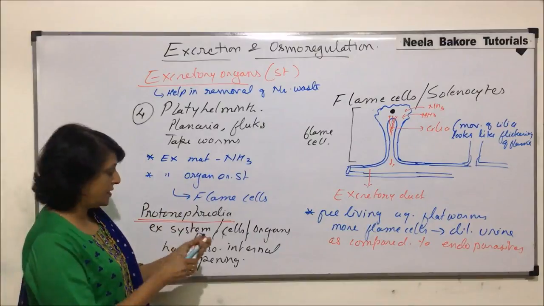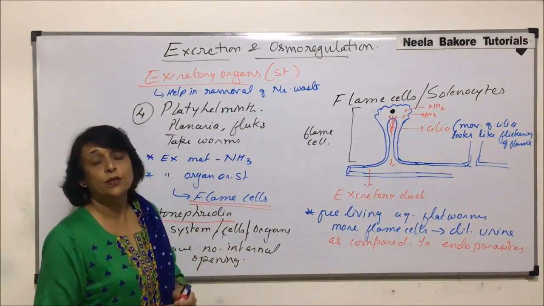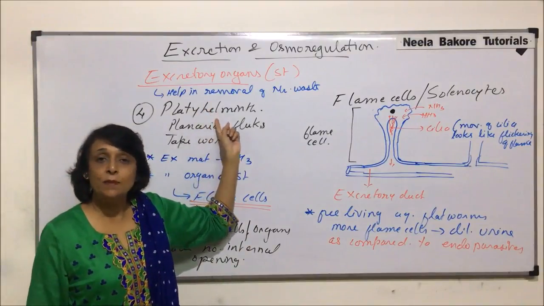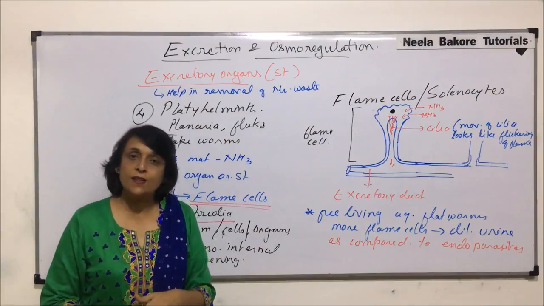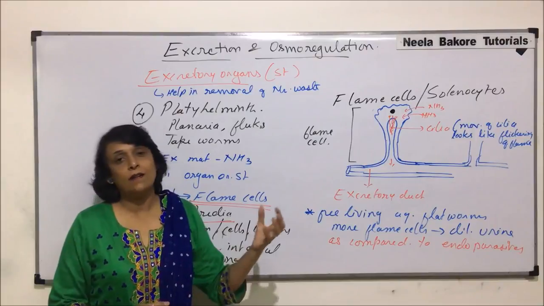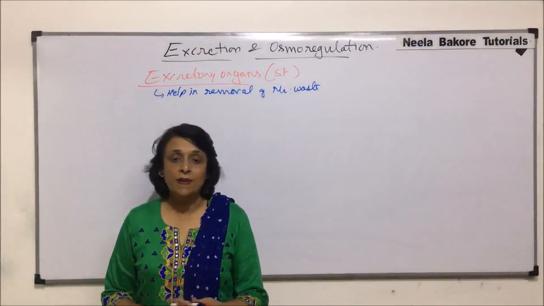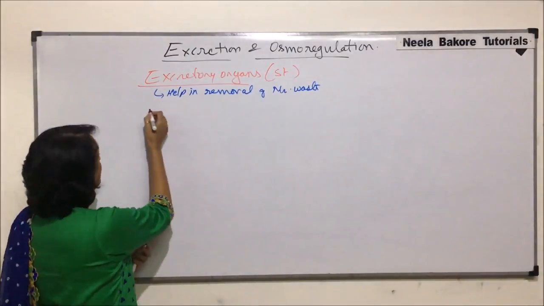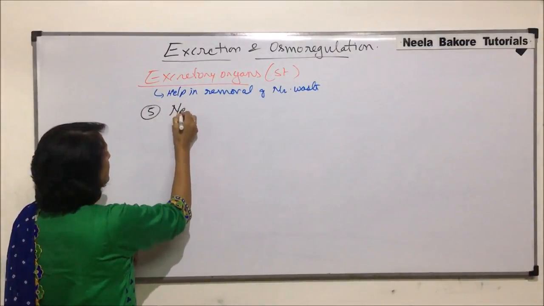So material is this and the cells are called flame cells. So this is the excretory structure in platyhelminths or flatworms. In the next segment, we'll take the excretory organs which are found in nematodes or roundworm kind of organisms. We will now take up the next group and see the excretory structures. So the group that we are talking of is nematodes.